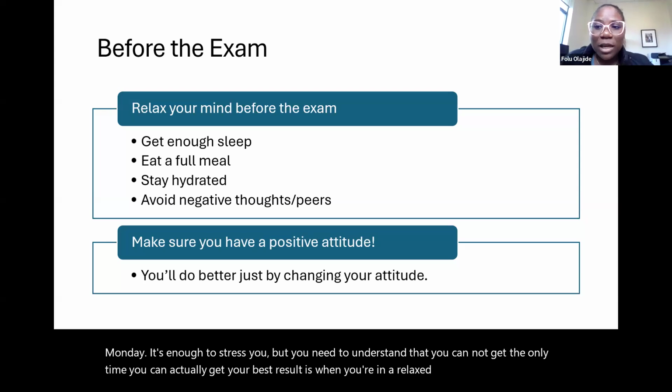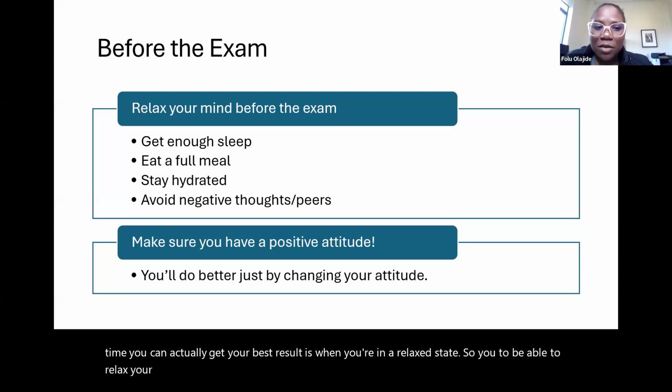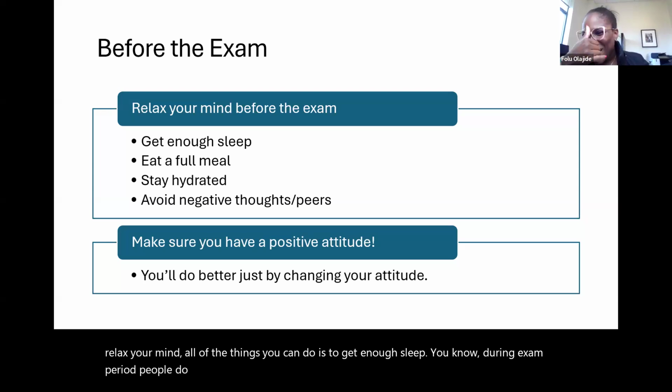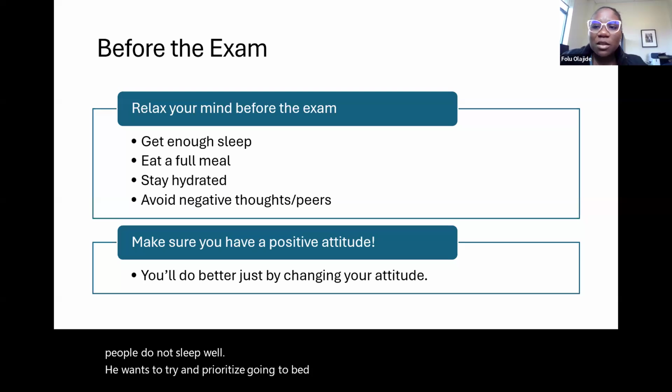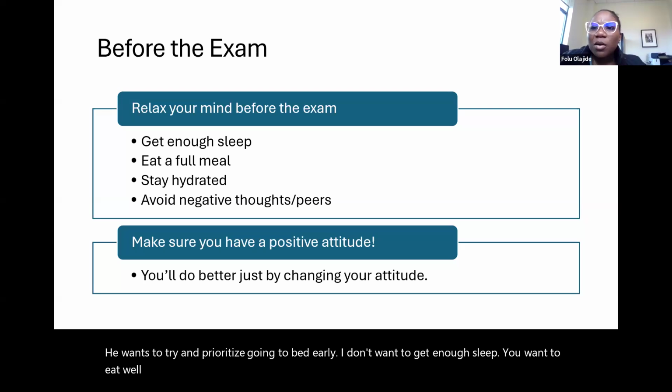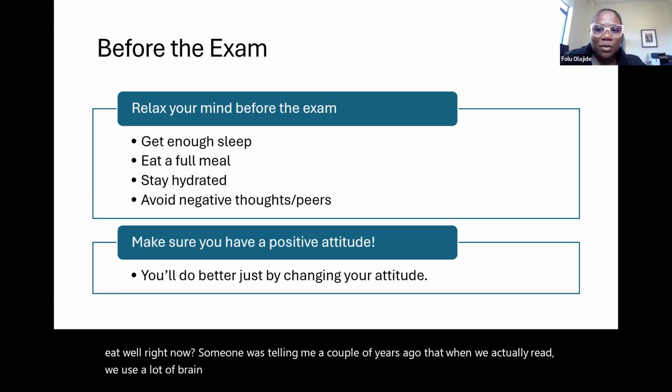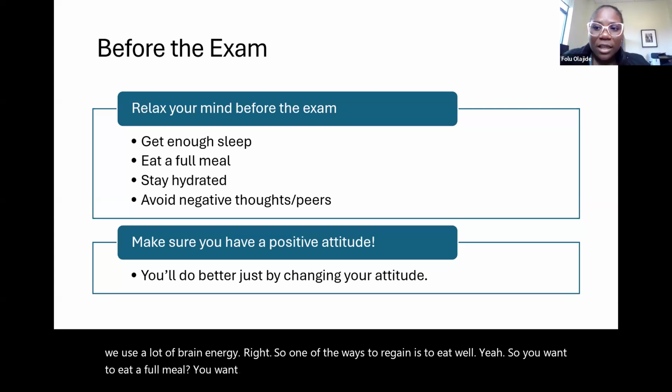So to be able to relax your mind, one of the things you can do is to get enough sleep. During exam period, people do not sleep well. So you want to try and prioritize going to bed early, right? You want to get enough sleep, you want to eat well, right? Someone was telling me a couple of years ago that when we actually read, we use a lot of brain energy, right? So one of the ways to regain it is to eat well. Yeah, so you want to eat a full meal, you want to stay hydrated.